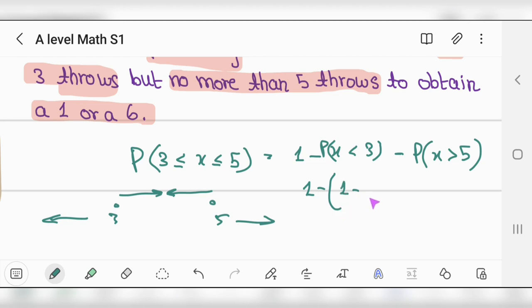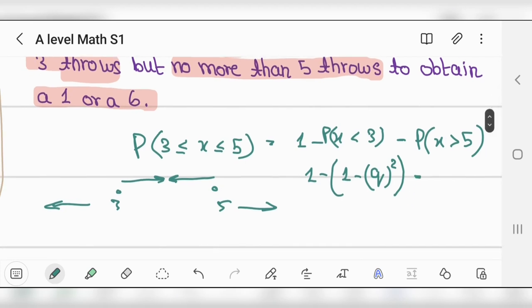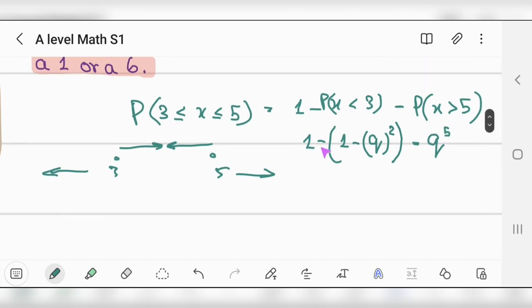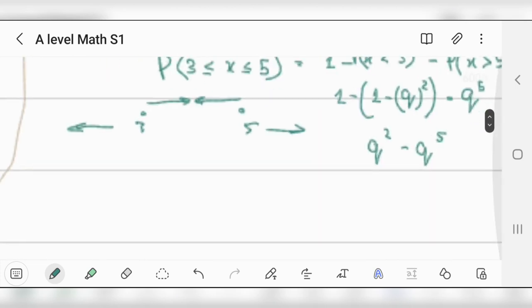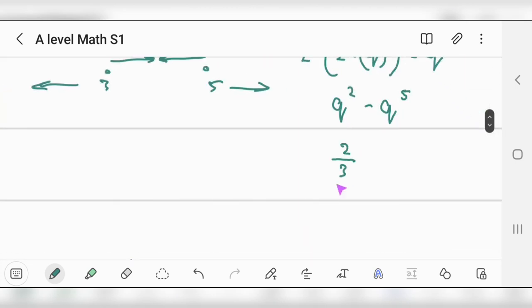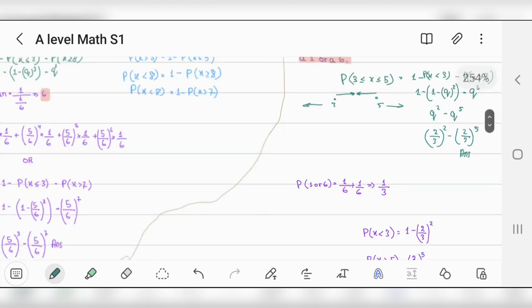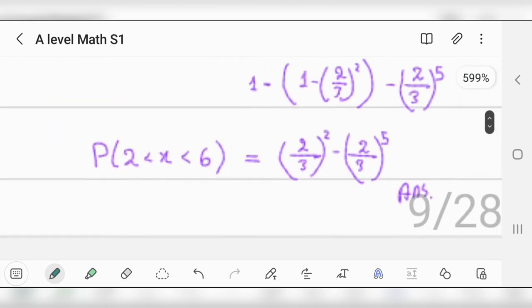Okay, so having the probability of this is 1 minus q^2, and this one is q^5. That's it. So minus, okay, this is cancelled out and you will get this, which means you will get 2/3 to the power 5, and I think this is the answer. So let me check it out, and correct, this is the answer.